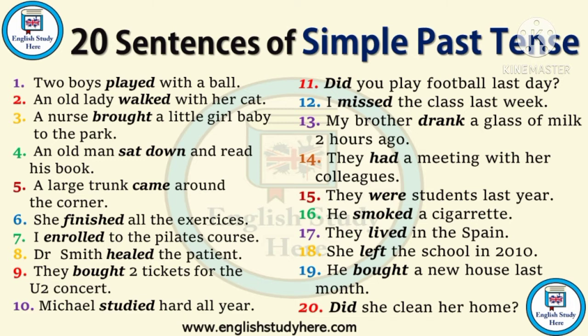So here we have got 20 sentences of simple past tense. It's very, very simple to understand. Some examples are given here. Two boys played with a ball. Okay, so play is the verb, past tense, played. An old lady walked with her cat. Walked. A nurse brought a little girl baby to the park. Brought. What is the present tense? Bring, past tense, brought. An old man sat down and read his book.